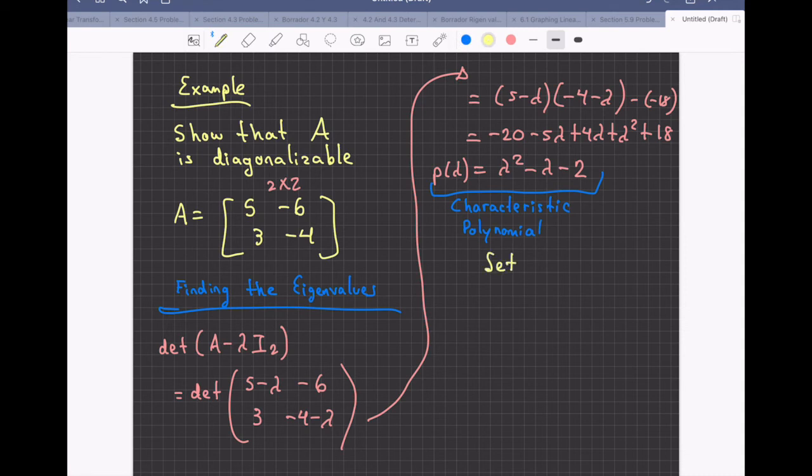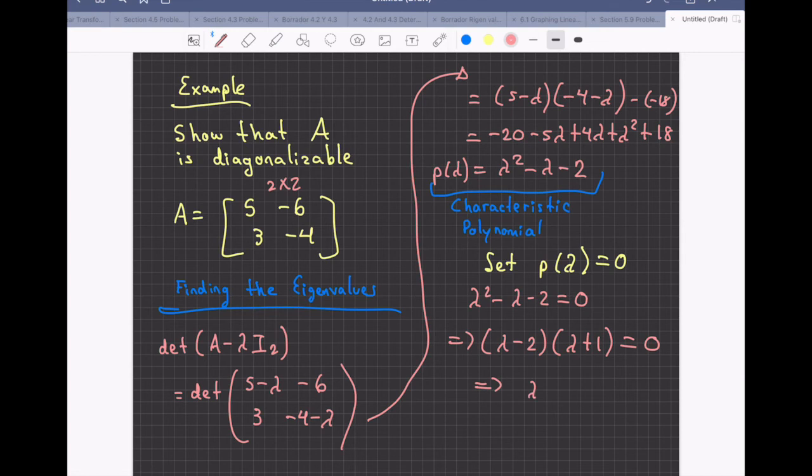So set this polynomial equal to 0. And then we have lambda squared minus lambda minus 2 equal to 0. And here we can apply the technique, give me two numbers such that when you multiply them you have -2, and when you add them you have -1, the coefficient for lambda. So I think those numbers, they are lambda minus 2 and lambda plus 1 equal to 0. So this implies, of course, lambda, I'm going to label this as lambda 1 equal to 2 and lambda 2 equal to -1. By now we have these eigenvalues.